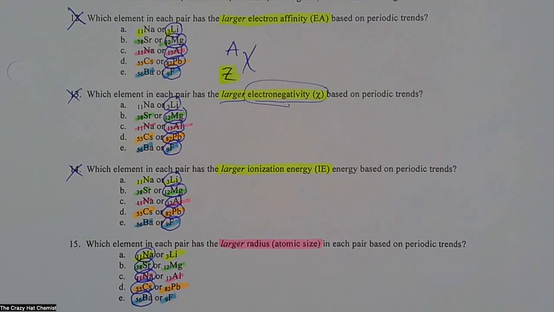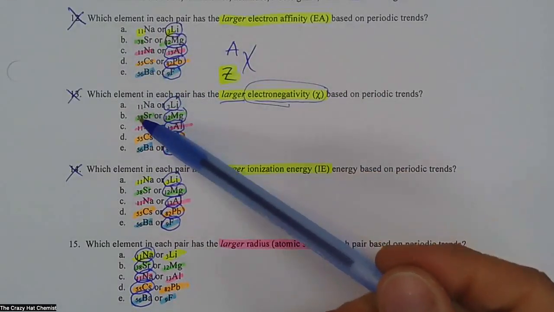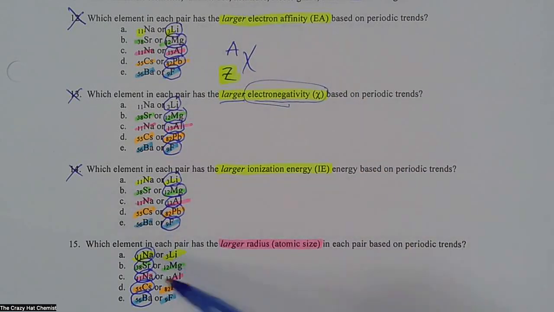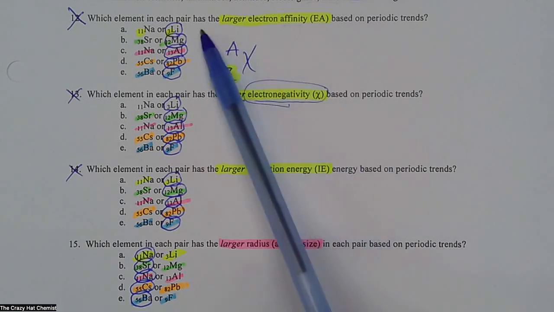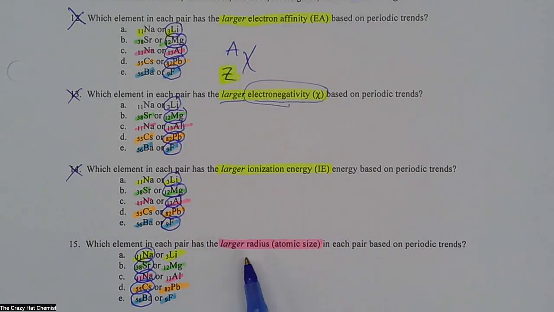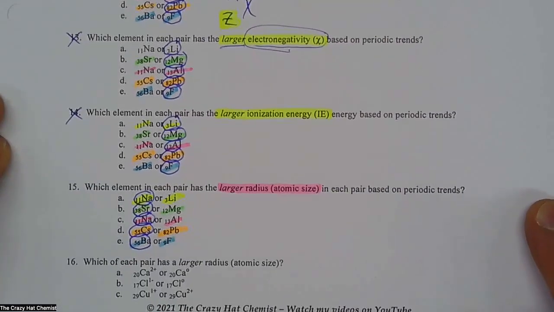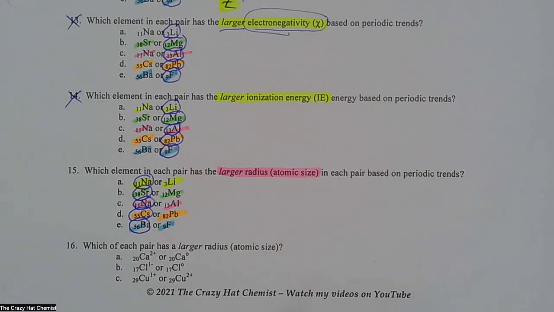Bingo, there we go. All right, I made sure that I had 12, 13, 14, and 15 on the same page so that you can see the pattern here. That is, electron affinity, electronegativity, and ionization energy are the same pattern and trend, and radius or atomic size is exactly opposite. All right, awesome. We have one more set of questions to do, and that is number 16. Which of each pair has a larger radius or atomic size? Calcium ion or calcium metal.